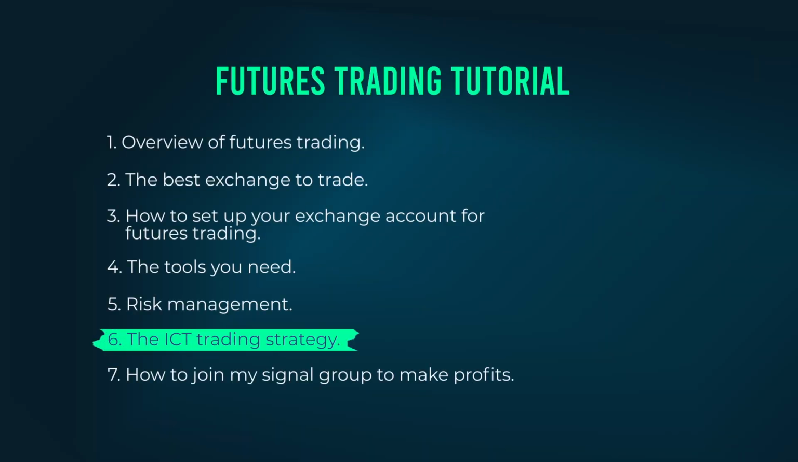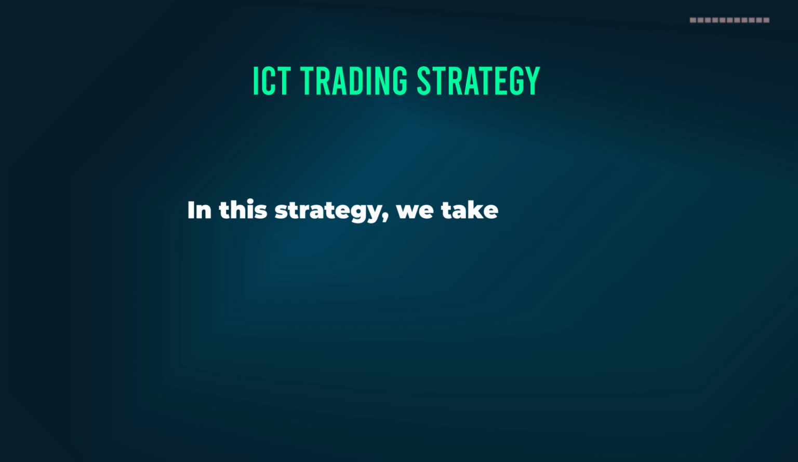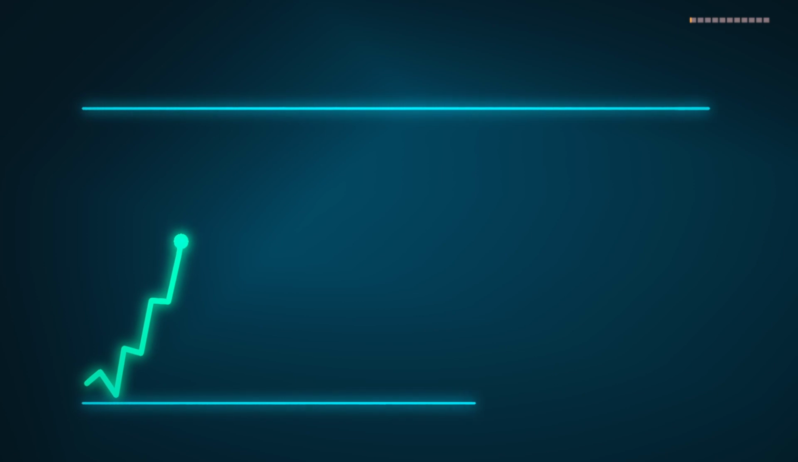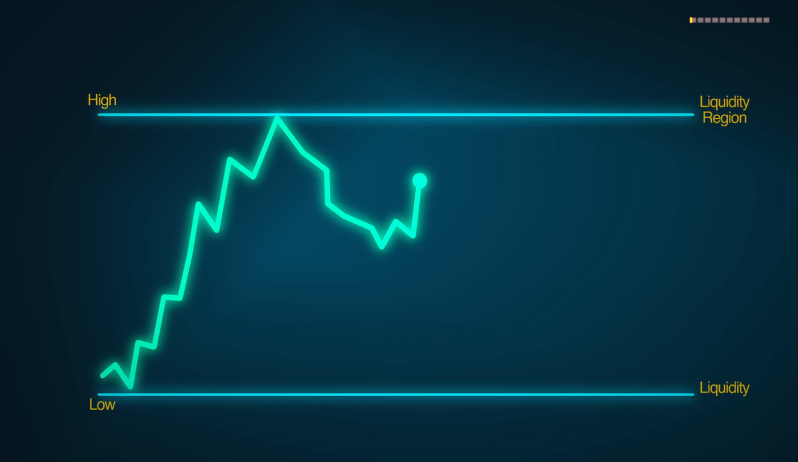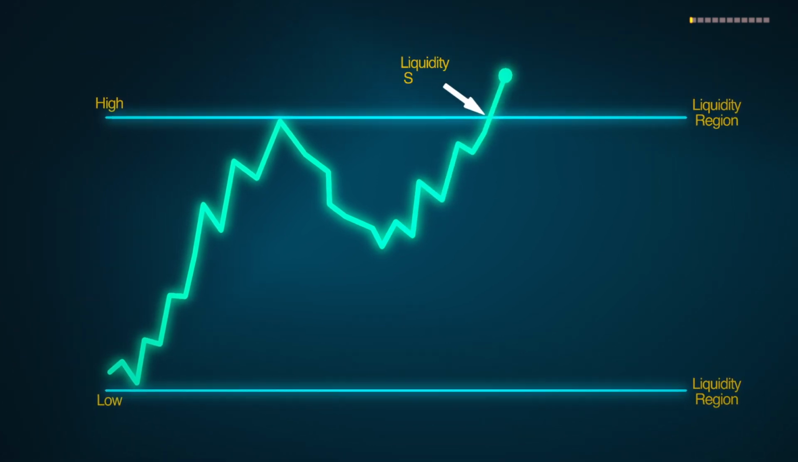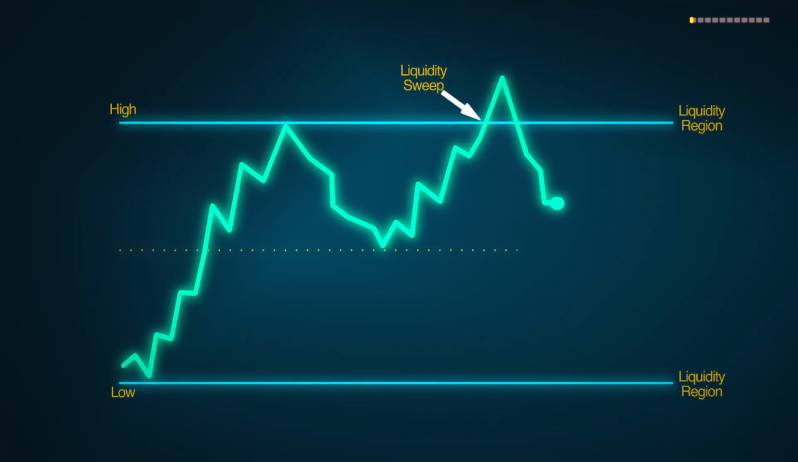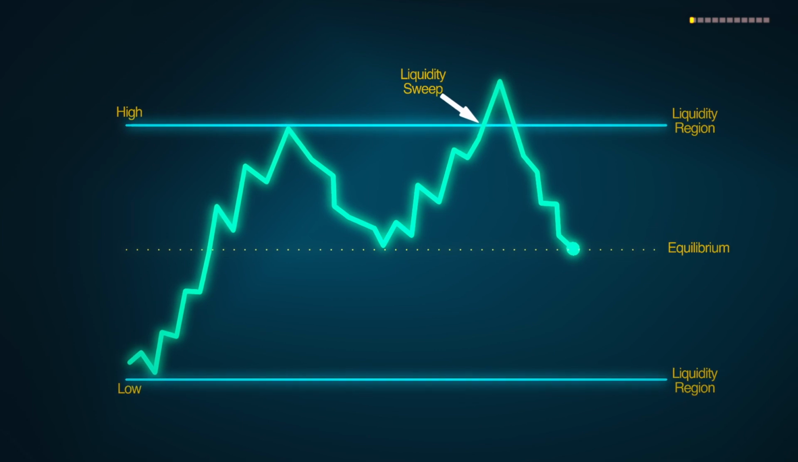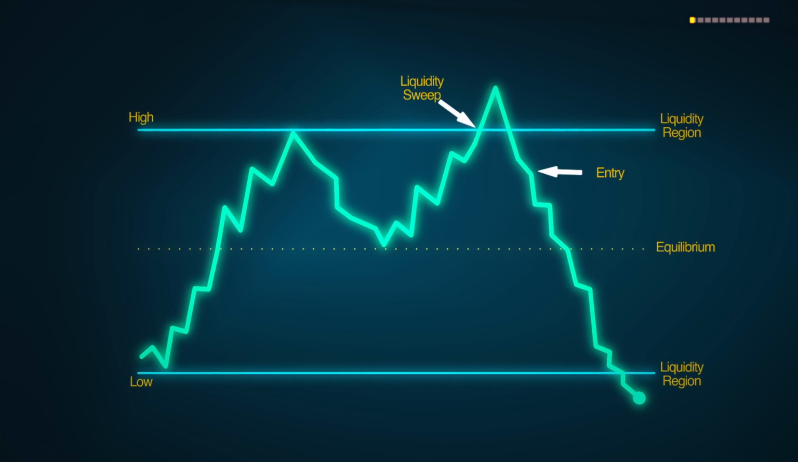Now that you know risk management, let's look at the trading strategy, the ICT trading strategy. In this strategy, we want to take a long or short position after a liquidity sweep. Liquidity sweep is where there are large concentrations of orders, usually at the previous day high and low. When this liquidity region is broken, we call it a liquidity sweep. Price usually retraces or changes direction after a liquidity sweep, looking for equilibrium or the opposite liquidity. We look for entries after the liquidity is swept.